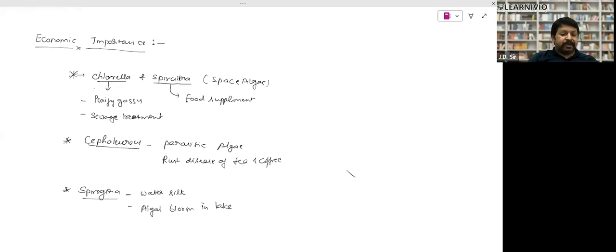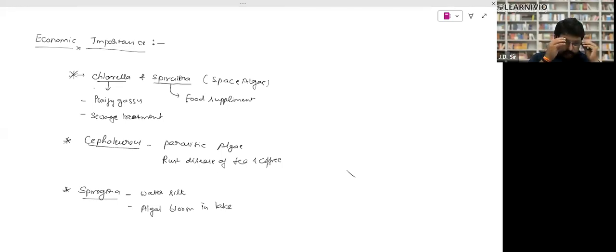Then another algae, that is Cephaleuros. Cephaleuros is a green algae, but this is a parasite kind of algae, right? It's a parasite. So, what is the use of Cephaleuros? It causes the rust disease of tea and coffee. It destroys the crop of tea and coffee. It makes them rusty, and it destroys the cropping of tea and coffee. So that is the thing over here.